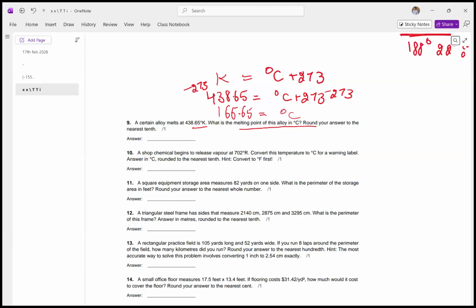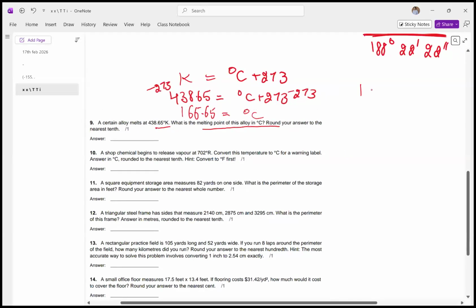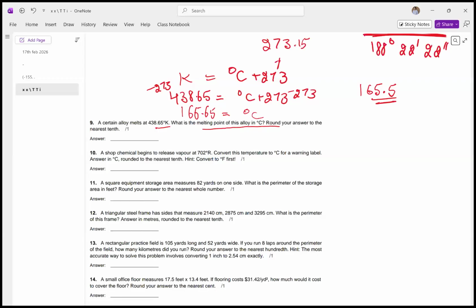Now, one thing I wanted to bring to your notice: maybe you will see in the solution books, or if you put this question online, it will give you 165.5 also. Some scales use 273.15 here. In our formula booklet the number is 273, so I'm keeping the answer based on 273. So both answers are correct.